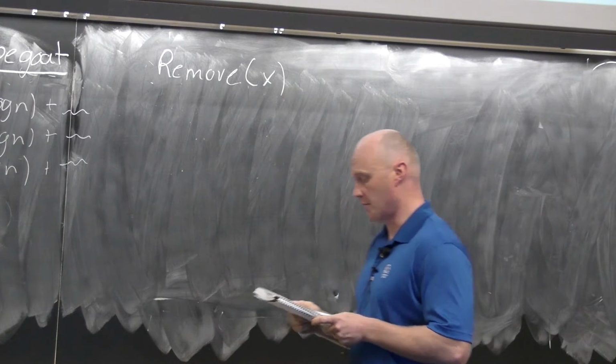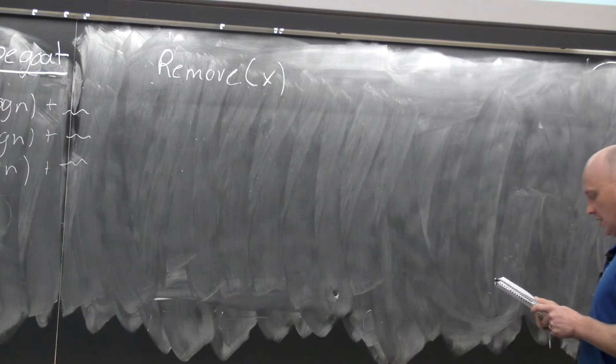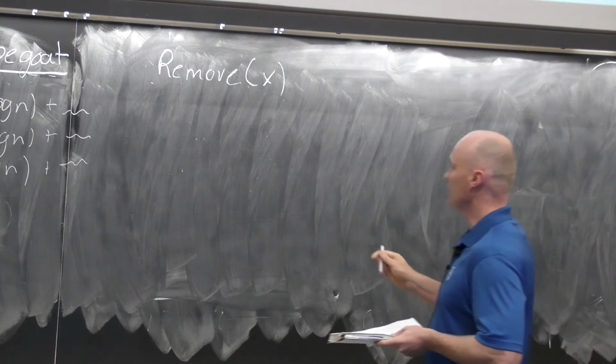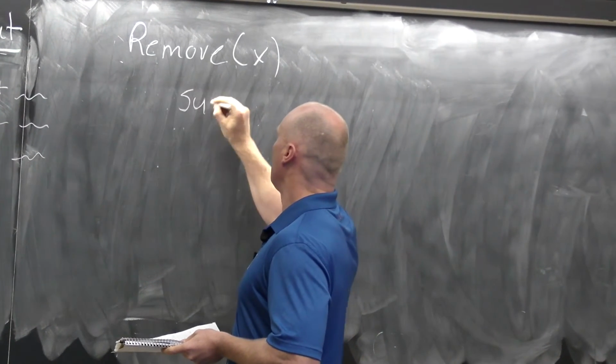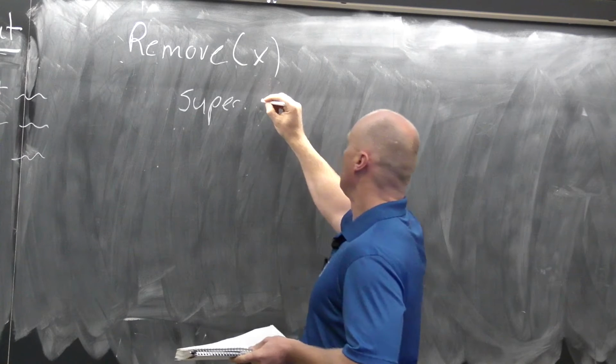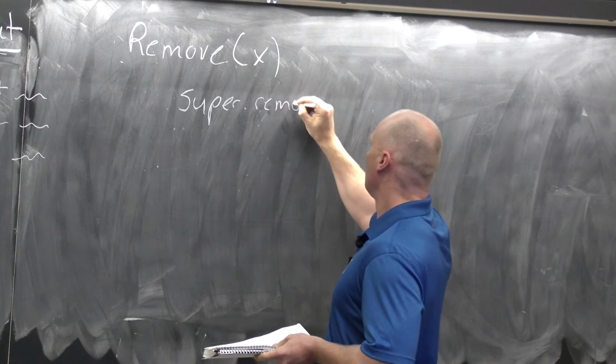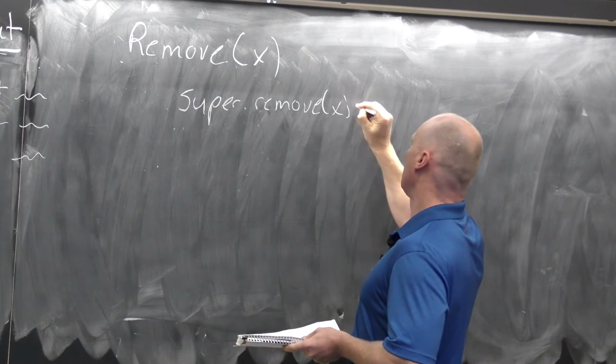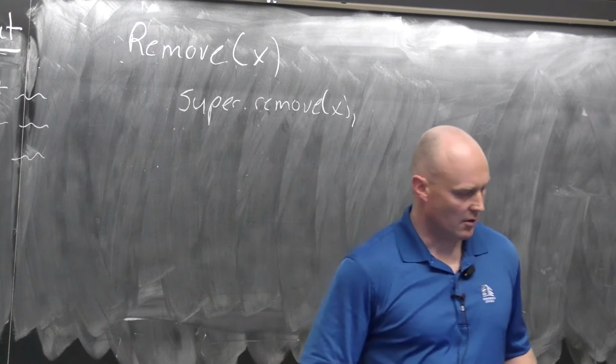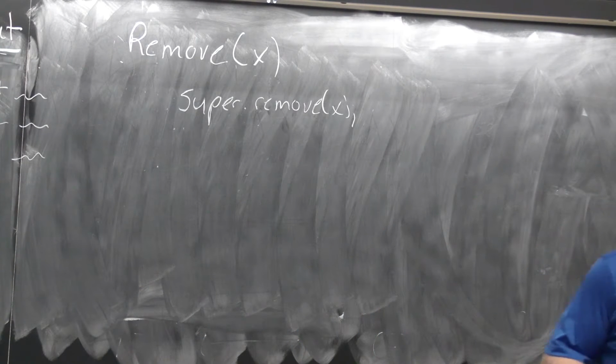So to remove something from a scapegoat tree, we do the following. We call super.removeX. Or if you're not implementing it as a subclass of the binary search tree, you do the same thing. You guys know how to remove from a binary search tree, yeah?